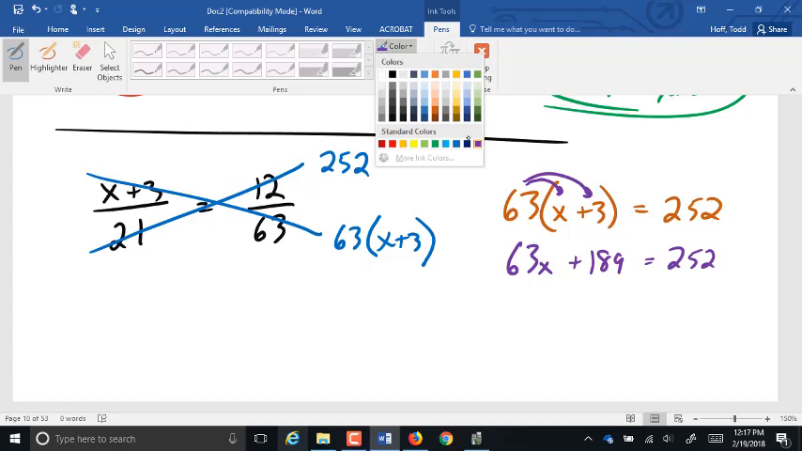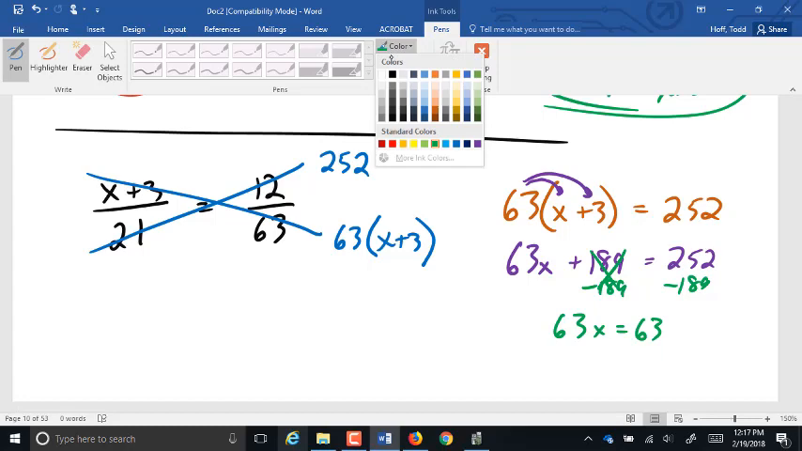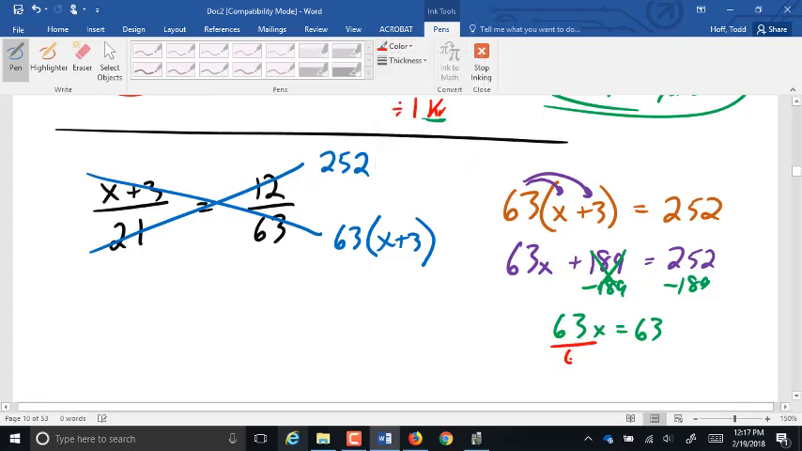Our next step to solve, I'll go through this kind of quickly because I know you guys can solve equations. We subtract the 189, so 63x equals 63, and of course we divide. Dividing both sides by 63 gives us x equals 1.